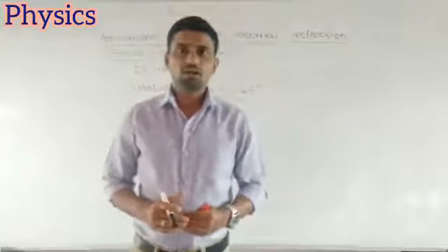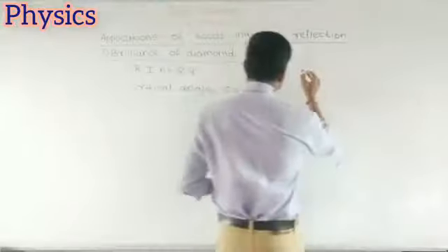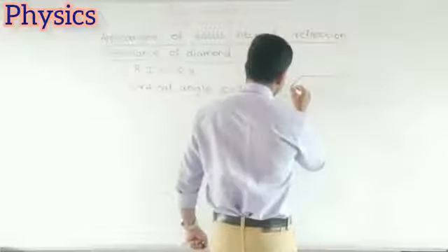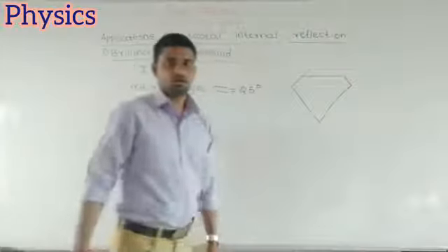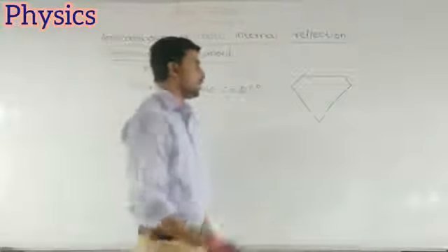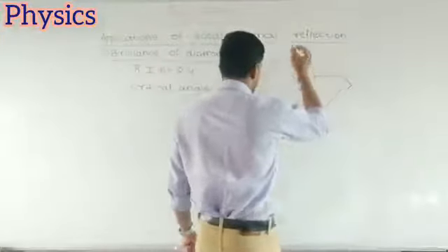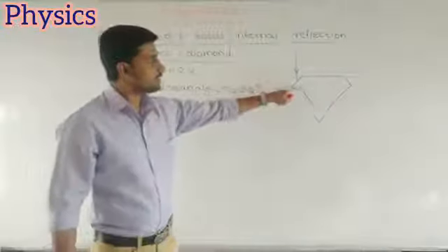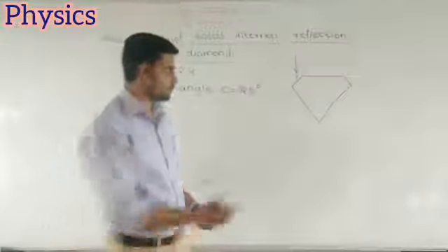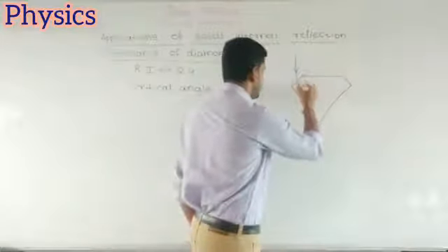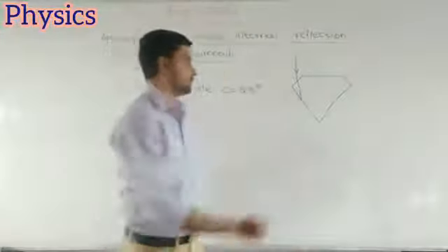Now we will see how total internal reflection takes place in the case of a diamond. See, now I am taking a diamond. Assume that this is a properly cut diamond. Now I am going to make a ray of light incident like this. When it enters the diamond, it will hit the surface of the diamond.